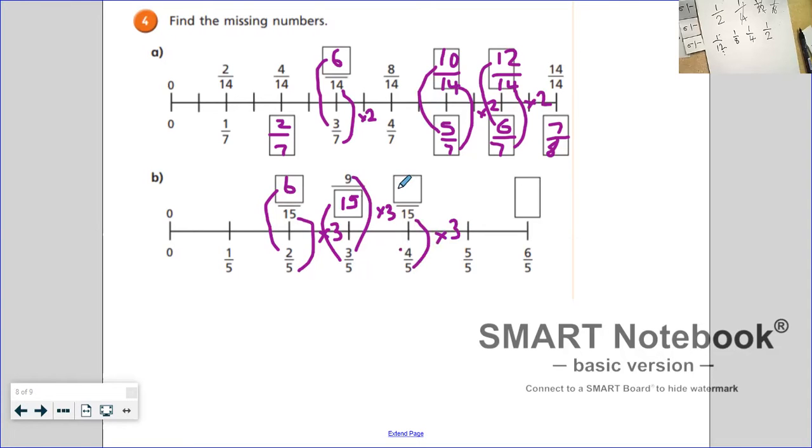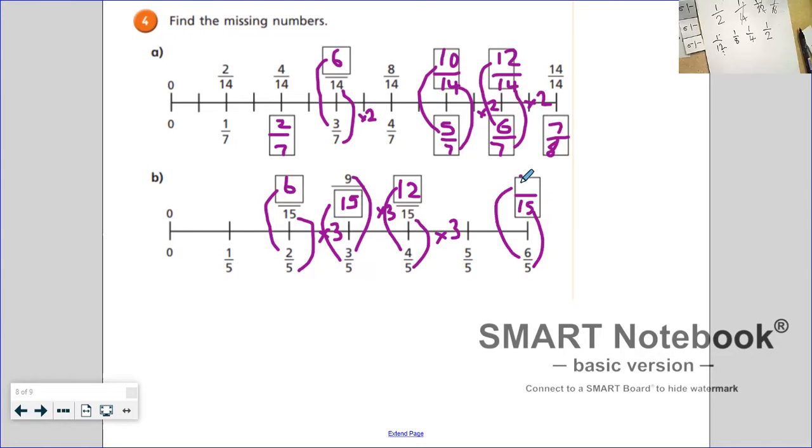So then 4 times 3 is 12. So 4/5 is equal to 12/15. Now, we know this one's going to be 15ths because that's what it is on the top. So we do 5 times 3 to get the 15. 6 times 3 is 18.